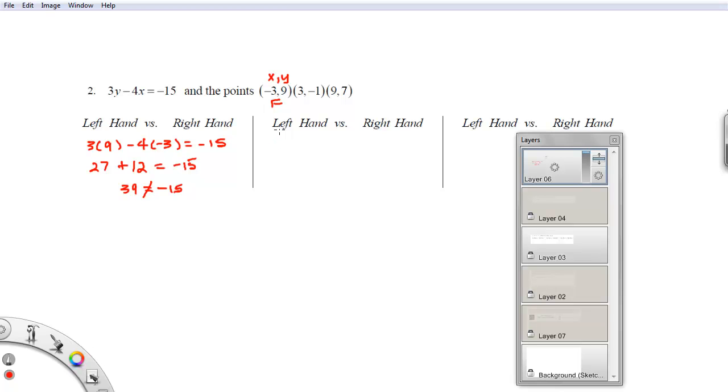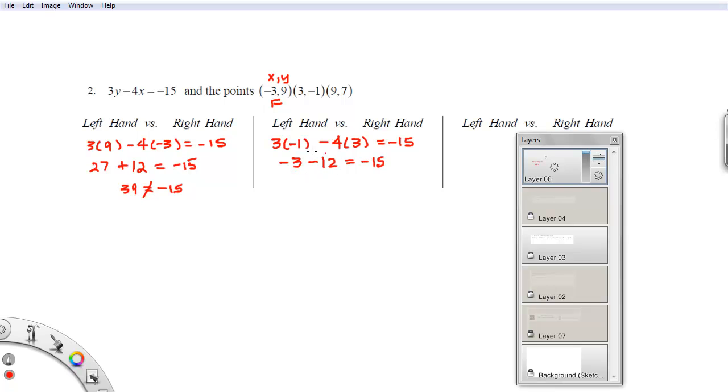Okay, our second ordered pair is 3 and a negative 1. So I have 3y, y is a negative 1, minus 4x, x is positive 3, equals a negative 15. 3 times a negative 1 is a negative 3. Negative 4 times 3 is a negative 12. That's supposed to equal a negative 15.